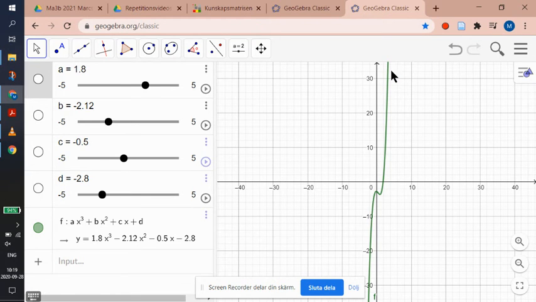Okay, so it will always have this kind of diagonal sort of shape. If it starts in the bottom on the left, then it will finish on the top on the right, and vice versa. So that means that we always get at least 1 zero. And then whether we get 3 or not depends on whether we have these turning points and whether they're on opposite sides of the axis or not.